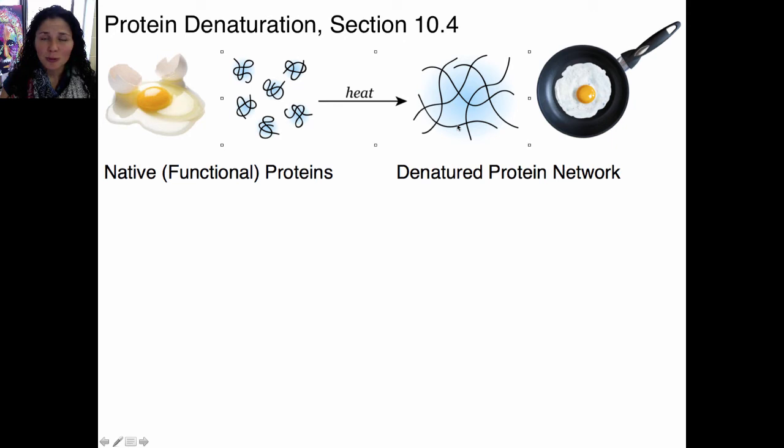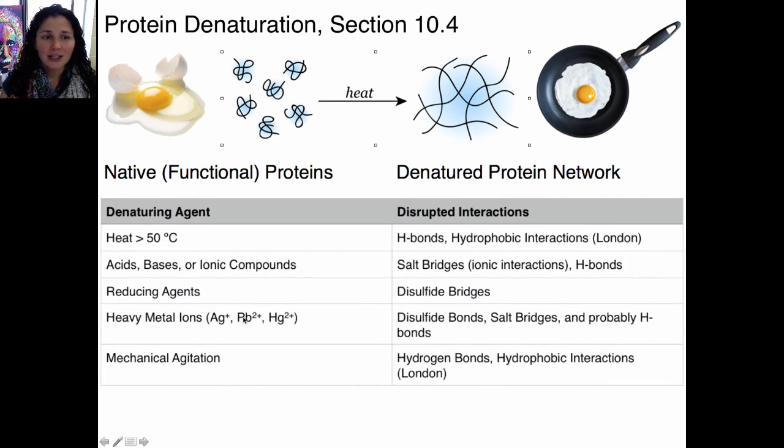At the same time, you remove water. This causes an egg to become cooked, and you can see that it looks very different. Heat is just one thing that will denature proteins and cause them to become unfolded and inactive. On your activity is a list of things that will denature proteins: heat, acids and bases or changes in pH, or ionic compounds, reducing agents, heavy metals, or mechanical agitation.